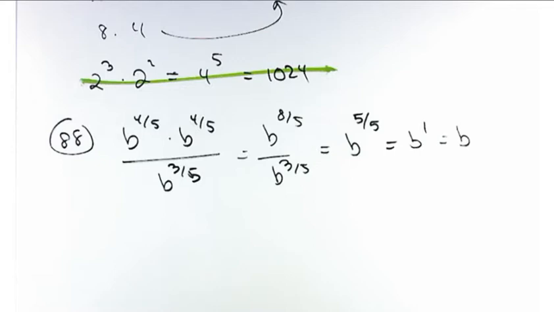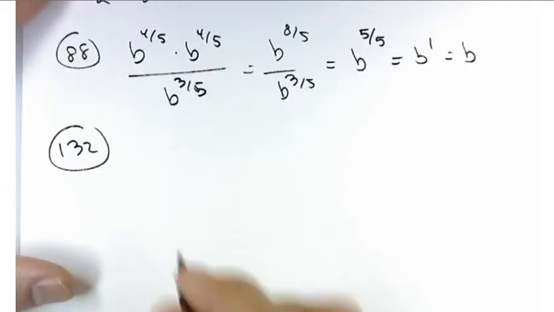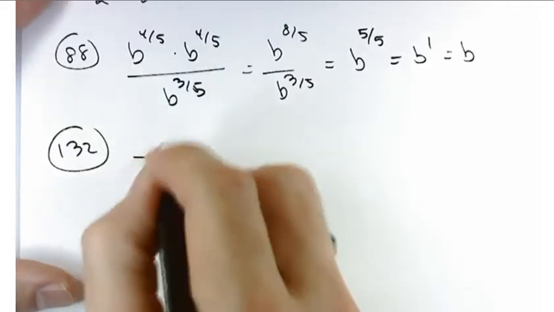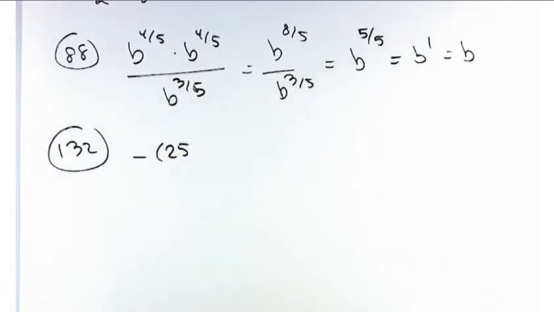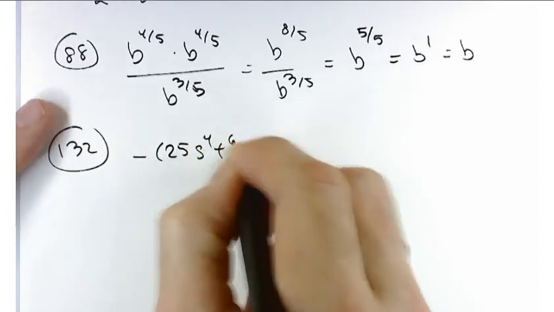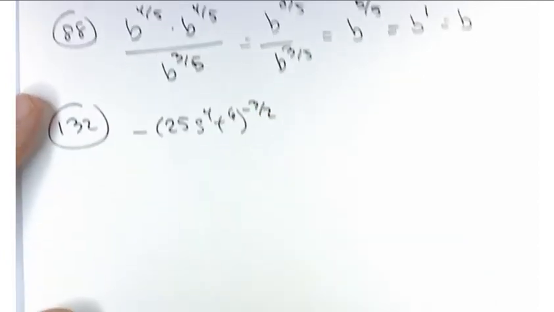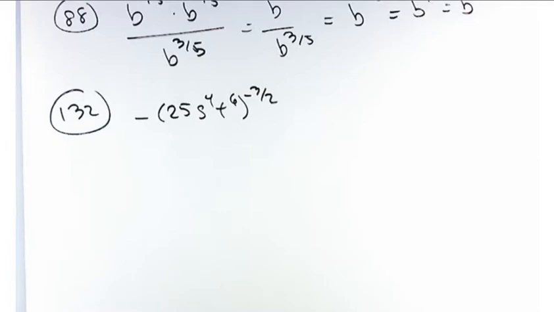Let's jump up to problem number 132. So negative 25 s to the 4th t to the 6th, raised to the negative 3/2 power. So this problem is playing at all my weaknesses because my s's look like 5's, my t's look like pluses. It's just a bad problem for Jeff all around. But let's see what we can do with it.